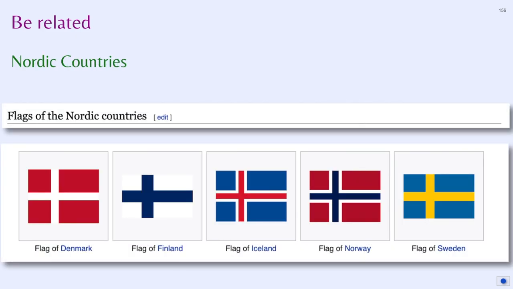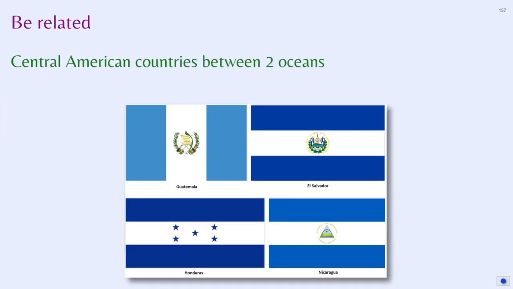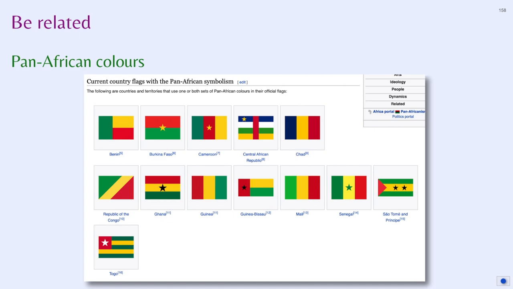The Nordic countries, using the Nordic cross. Central American countries symbolise the two oceans they sit between. And several African countries use the colours of the Ethiopian flag, the only African country to largely resist colonial rule.